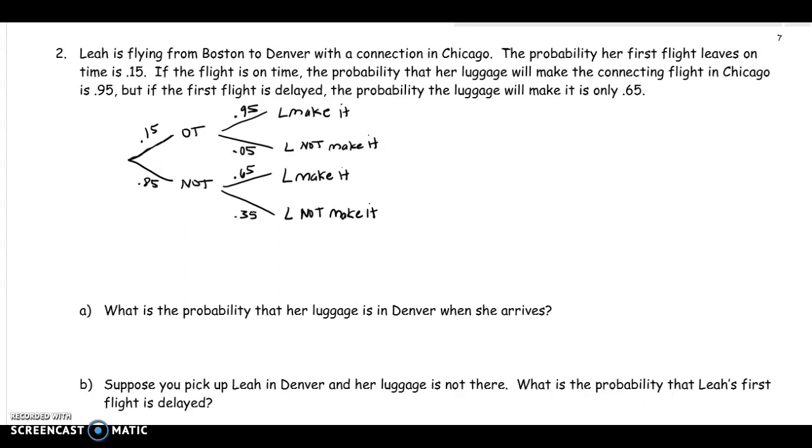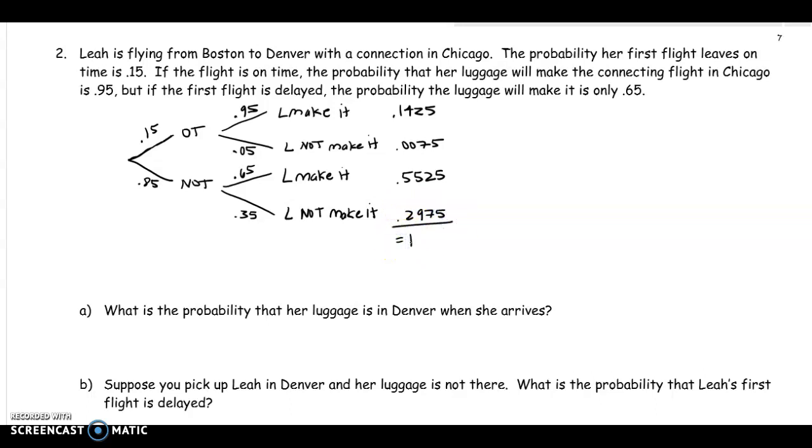Now again, a tree diagram is completely useless if you don't find the sample space by multiplying the branches. So as I multiply the branches, I'm going to get, for instance, 0.15 times 0.95, I'm going to get 0.1425. And then this will be 0.0075. This is 0.5525. And this is 0.2975. And I'll check those. They should add up to be 1.